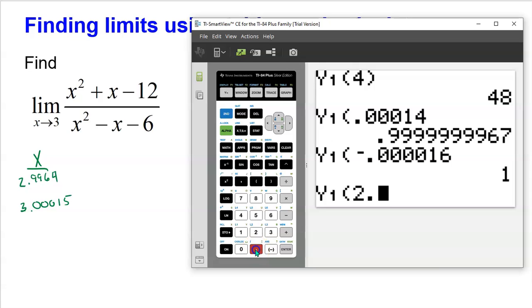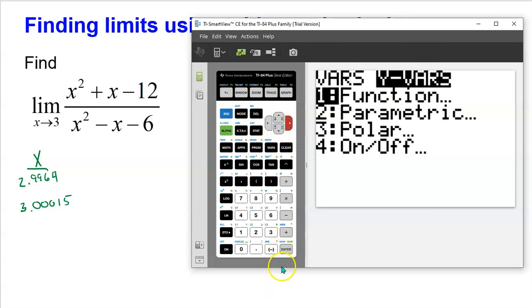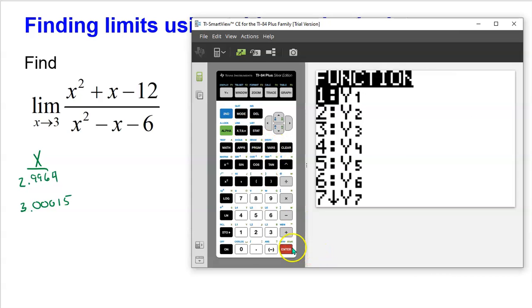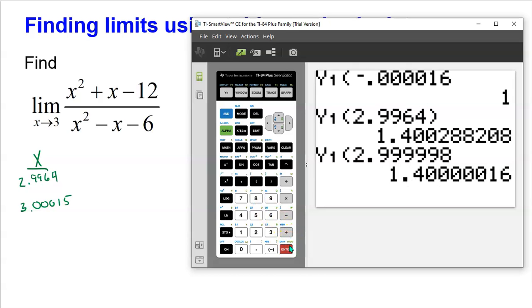Let's type in that 2.9964. Let's get really, really, really close from the left. And, well, it looks pretty obvious. I'm at 1.4, right? And again, sometimes kids like to check. They say, well, let's just get a little bit closer. And the only thing that stinks is you got to keep going and grabbing the y1. But let's get a little bit closer. 2.999998. Really, really close. Oh, wow, 1.4. So it appears that from the left-hand side, I'm at 1.4.